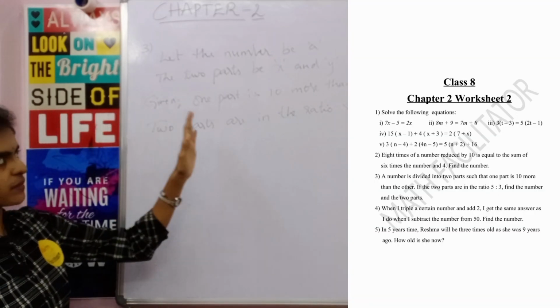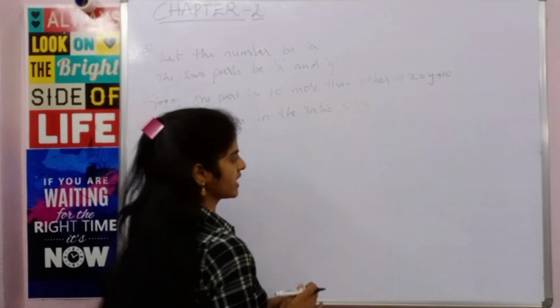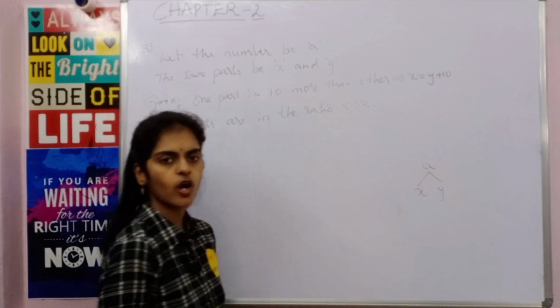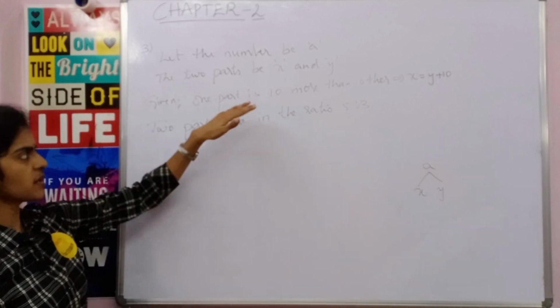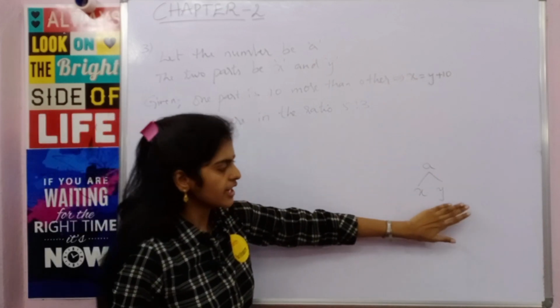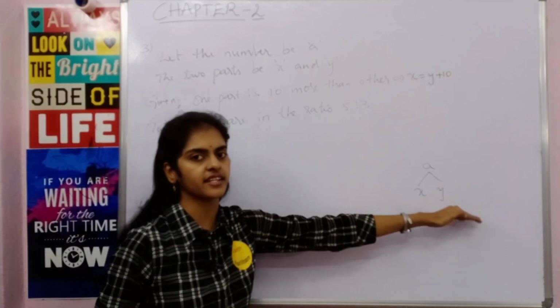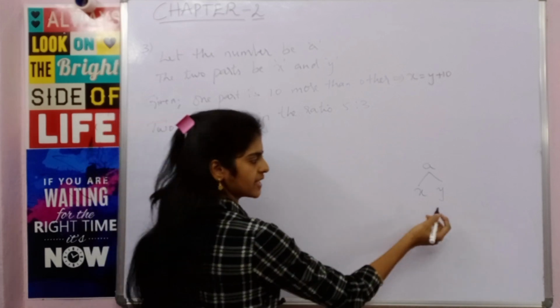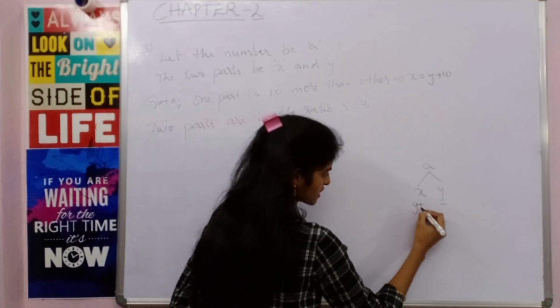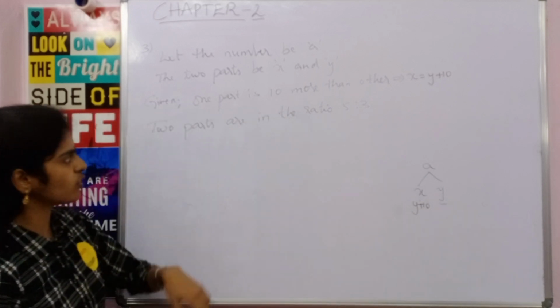You have a number and the number is divided into 2 parts. Suppose if a is a number, it is divided into 2 parts, x and y. And the other condition is that one part is 10 more than the other part. So it is divided into 2 parts. Now one part is 10 more than the other part. So if the smaller number is y, so this part is 10 more than y. That means it is y plus 10. That is what we have written here.